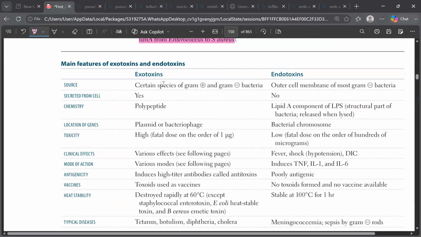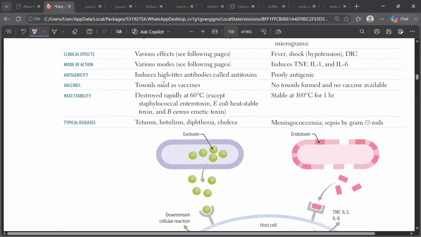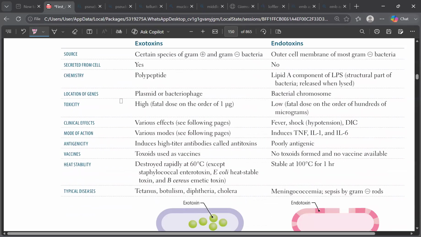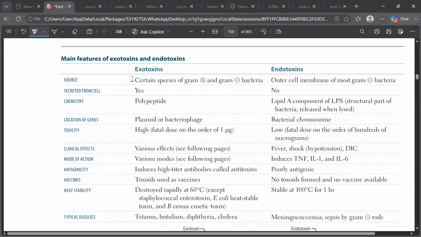Then we have main features of exotoxins and endotoxins. Okay, so this is an exotoxin. It is being released and has a downstream cellular action in the host cell. This is an endotoxin that is basically present in the cell wall, as we discussed for LPS, and then it goes and binds to a receptor, and then it causes TNF, IL-1 or IL-6 expression in there. So, exotoxins, the source is certain species of gram-positive and gram-negative bacteria. Endotoxins are mostly from the outer cell membrane of gram-negative bacteria because that contains LPS.